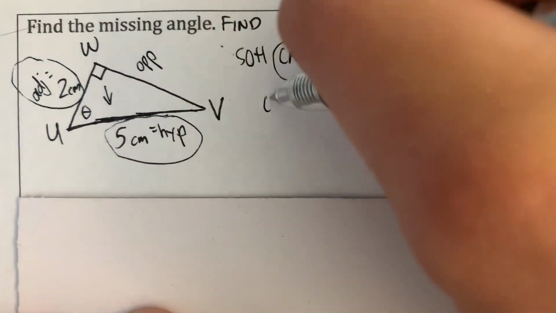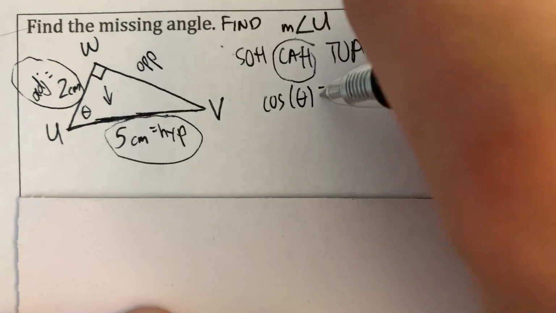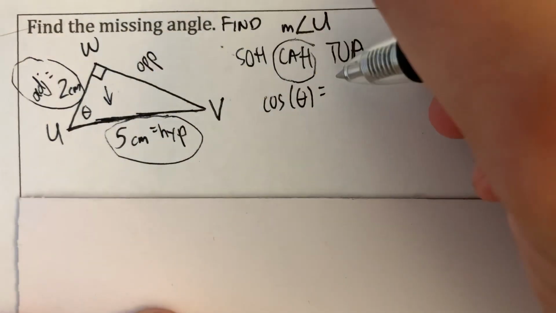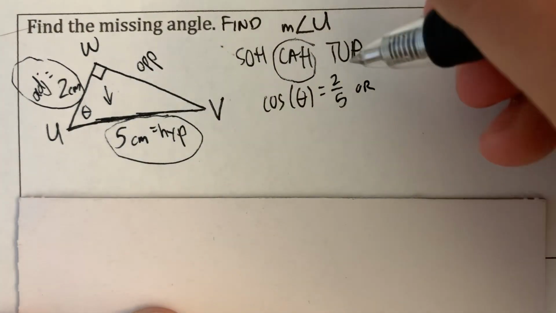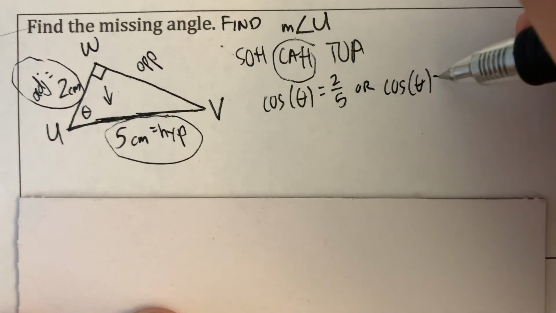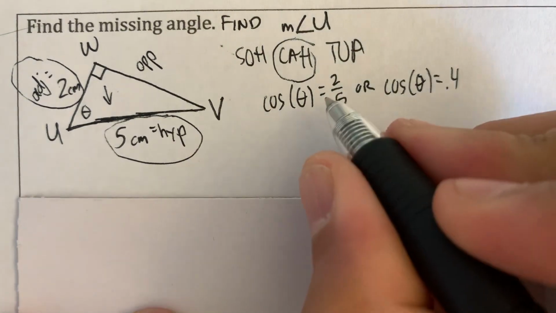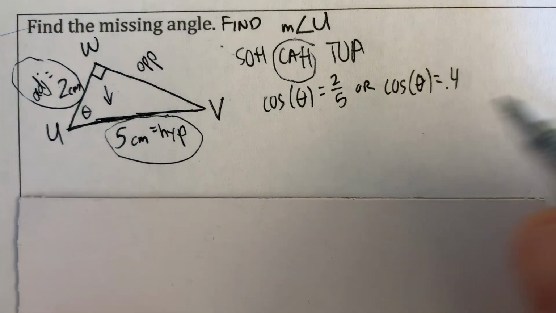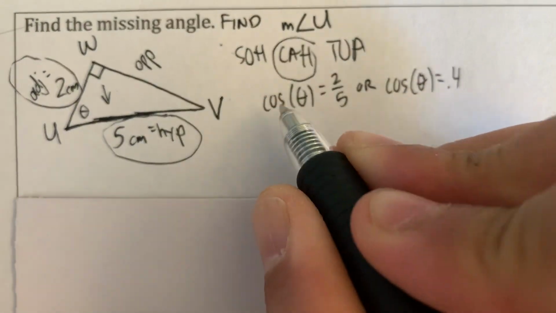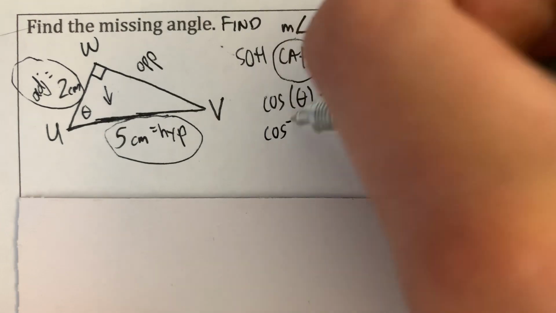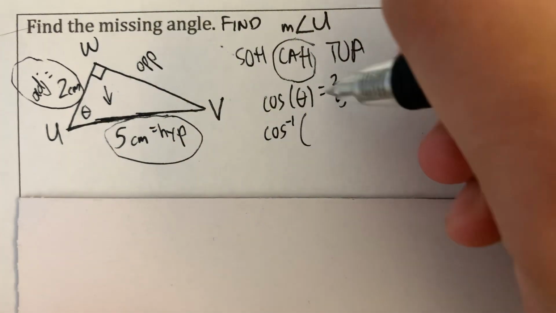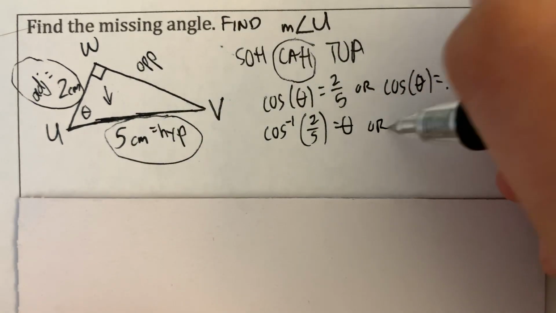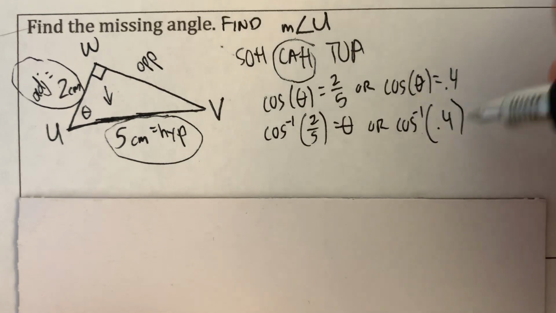So we should just set this up like normal. The cosine of an angle theta equals the adjacent over the hypotenuse. Which one's the adjacent? The one next to it is 2 over 5. So we have 2 over 5. Or if you don't like fractions, you can write cosine of theta equals 0.4. And remember, we have to get this by itself, but we can't divide both sides by a word, right? We can't divide both sides by the word cosine. We have to do the opposite. And in this case, the opposite of cosining something is inverse cosining it. When you inverse cosine it, these switch. So it's the inverse cosine of 2 over 5, which equals theta, or the inverse cosine of 0.4 equals theta.